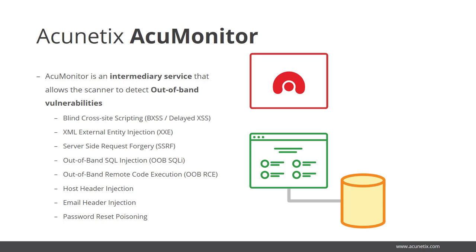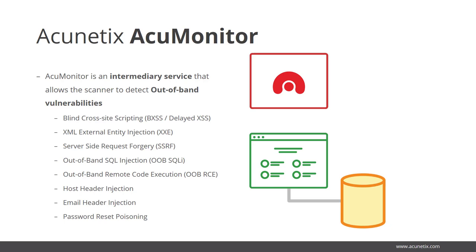In order to detect out-of-band vulnerabilities, an intermediary service that the scanner controls or has access to needs to exist. Acunetix combined with Acumonitor makes this automatic detection of such vulnerabilities painless and also transparent to the user running the scan. In this example, Acumonitor is detecting a blind cross-site scripting vulnerability.